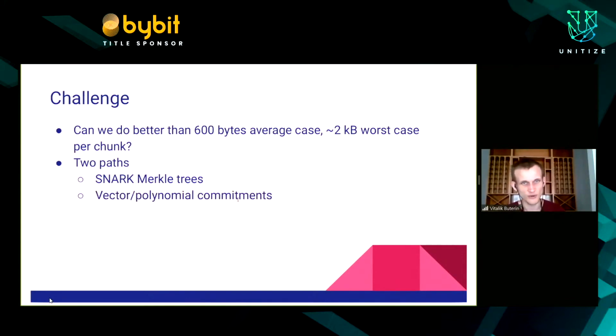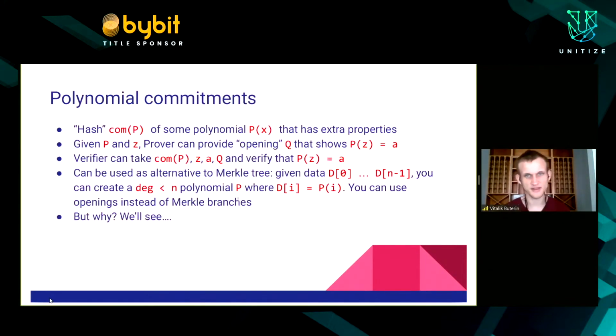Now, second approach, vector and polynomial commitments, right? So, quick math overview. A polynomial commitment is a special kind of hash of a polynomial. So a polynomial is this big thing. It has a whole bunch of coefficients. It can contain a lot of information. And we create this kind of hash of that polynomial where that hash has extra properties, right?